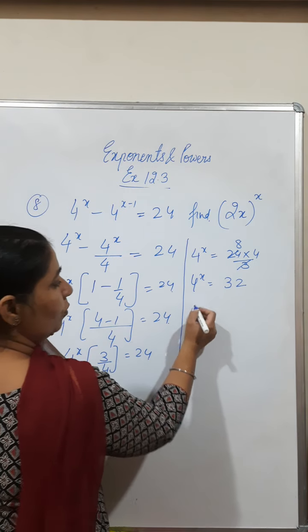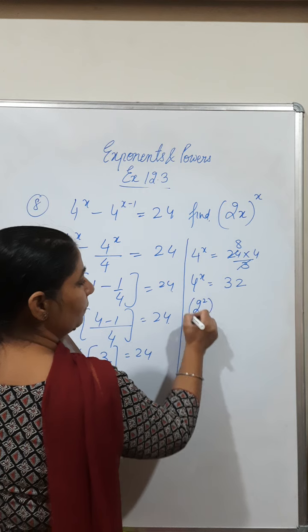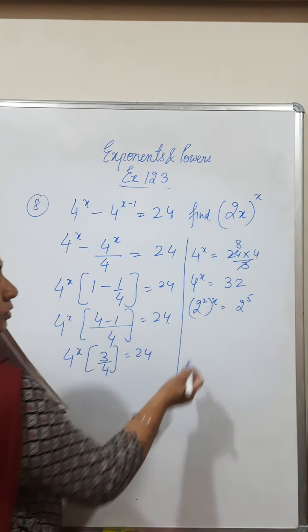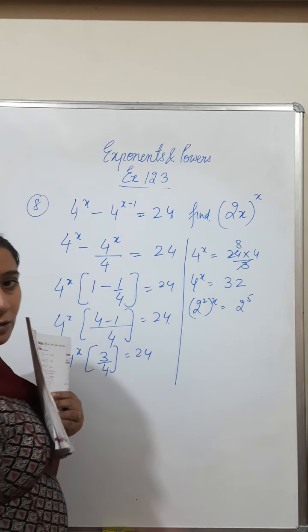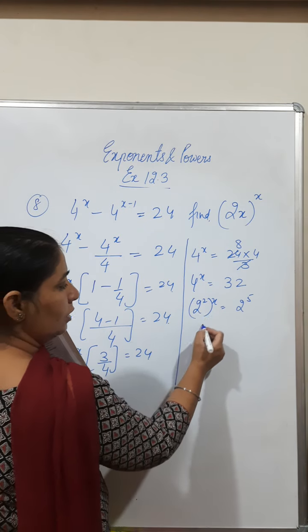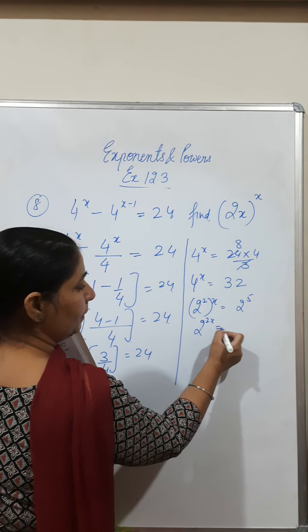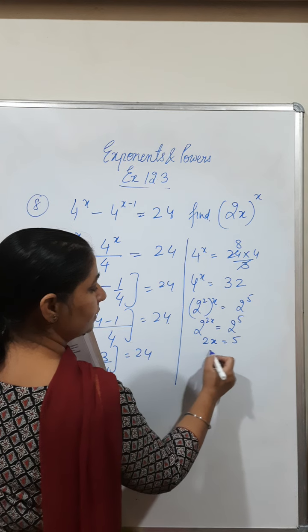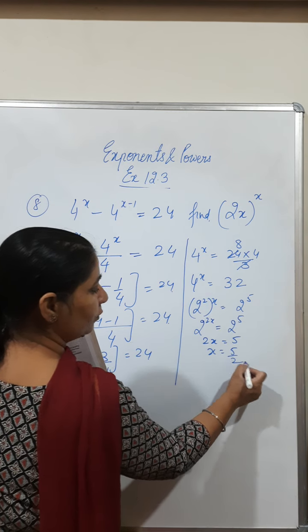Now 4 can be written as 2 power 2 and 32 can be written as 2 power 5. You know that when you take out the factors of 32, you've learnt in the square roots. So here there are 2 powers, so powers get multiplied. And when you equate the powers, 2x is equal to 5, x is equal to 5 by 2.